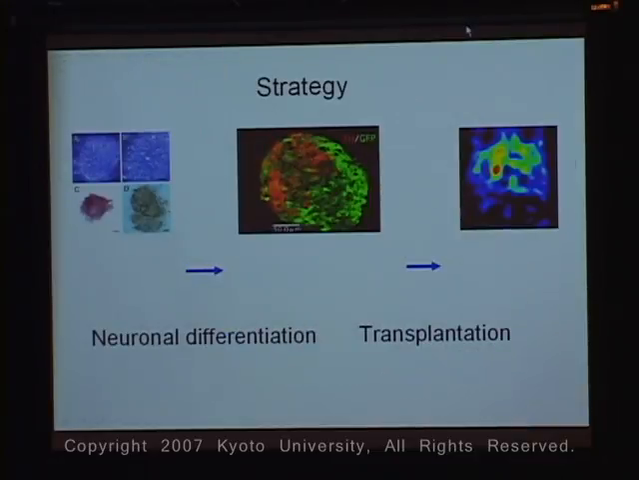So, this is a strategy for cell replacement therapy for Parkinson's disease by using ES cells. The first step is neuronal differentiation. I mean, the neurons or neural stem cells, neural precursor cells, are induced from the ES cells. Then the cells are transplanted into the brain to let the cells survive and differentiate and function as neurons in the brain.